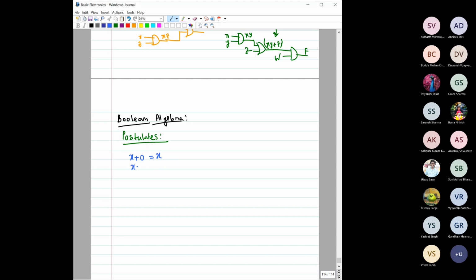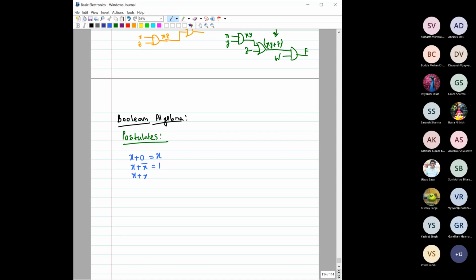Okay. Then see x plus x bar, right? What will be the result here? See, if x is 0, then x bar would be 1. So 0 plus 1 would be 1, right? Because it is an OR operation. Similarly, if x is 1, then x bar becomes 0. So 1 plus 0, OR operation. If one of them is 1, then the output would become 1. So this x plus x bar would become 1, right?